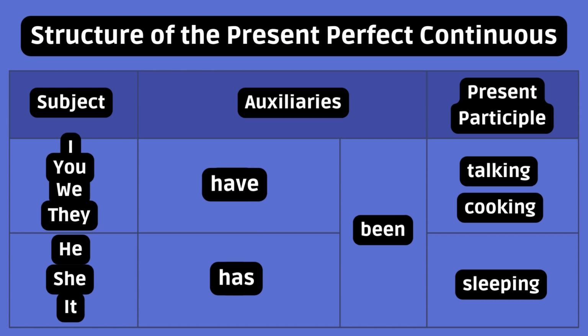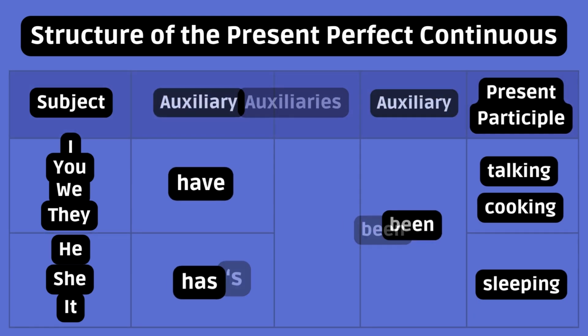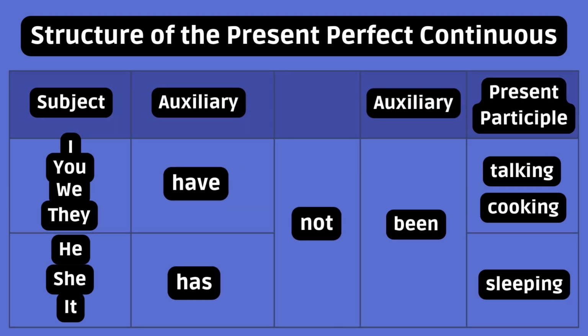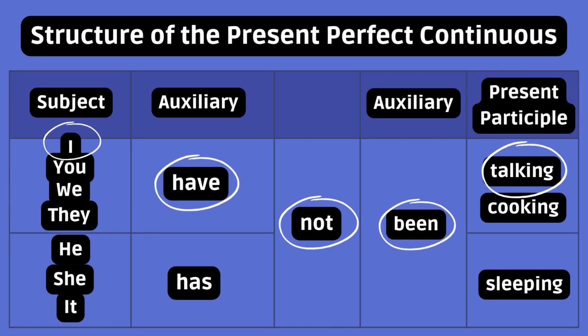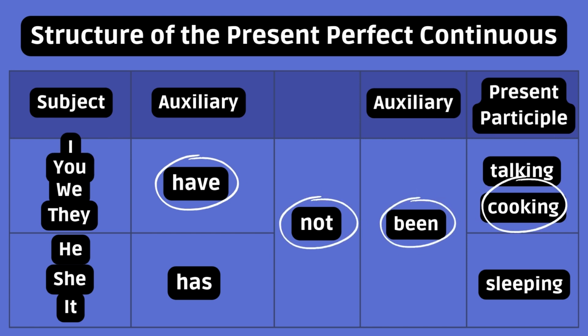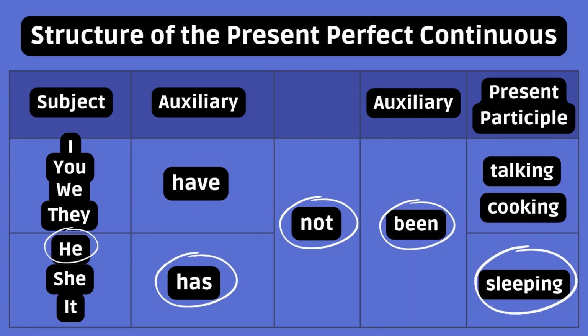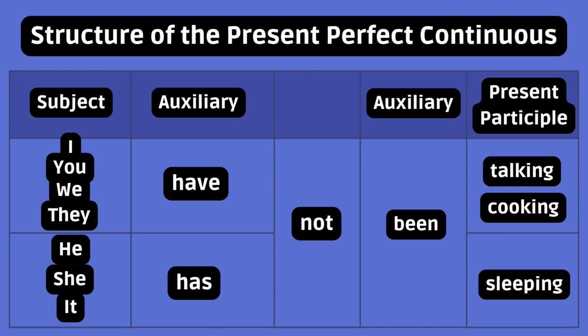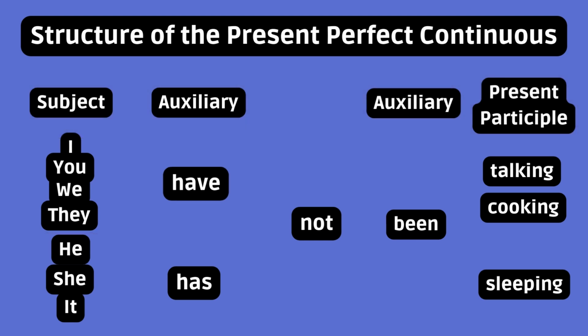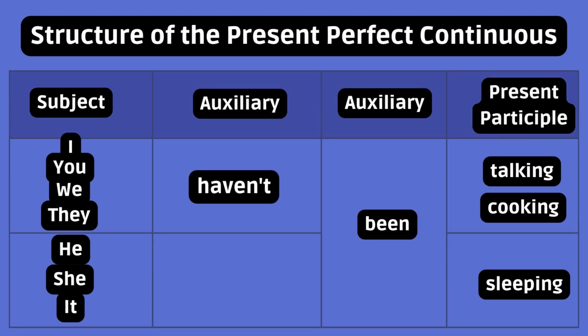When forming a negative, just plug not between the two auxiliaries. I have not been talking. You have not been cooking. He has not been sleeping. Here, the most common contraction is with have or has and not, giving you haven't or hasn't.